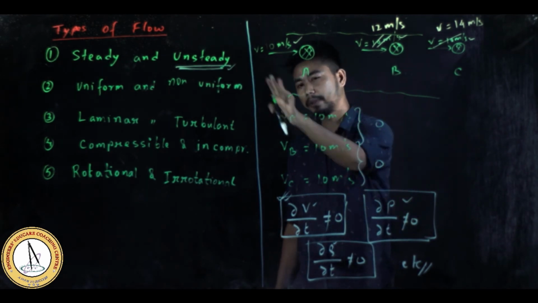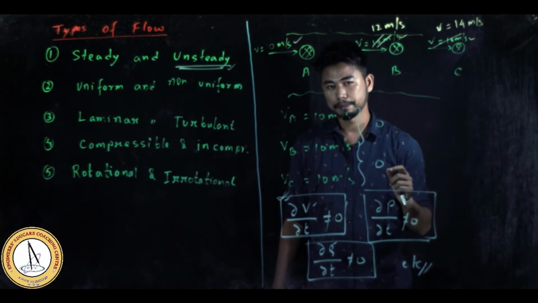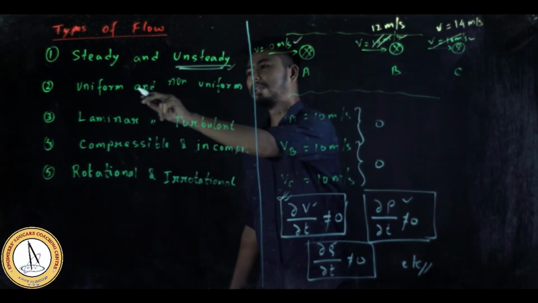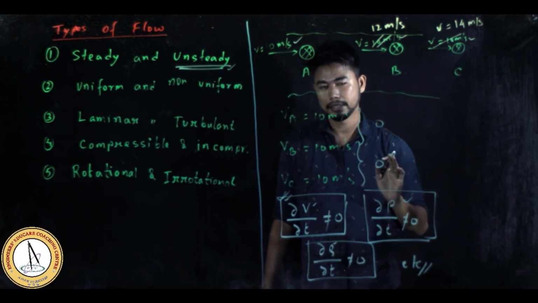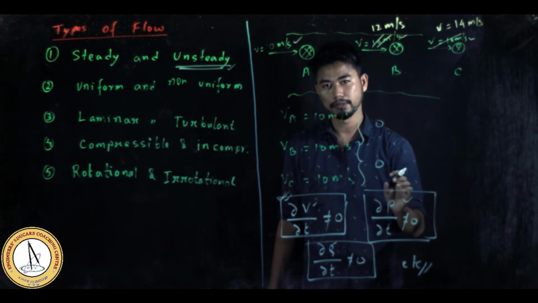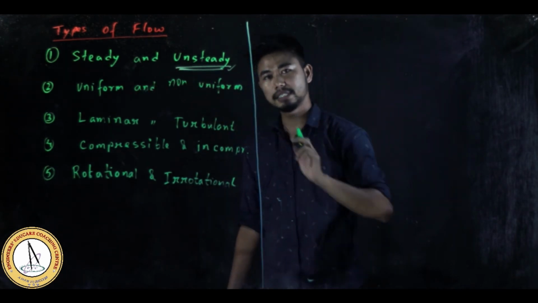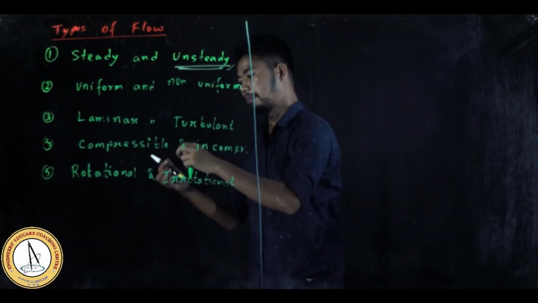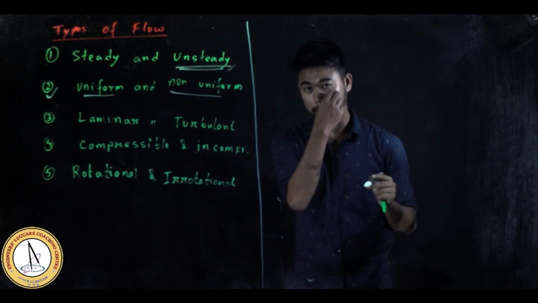Okay? So remember, I hope you have understood the concept of steady and unsteady. Now we will be moving to uniform and non-uniform. So I am going to erase this. You pause the video and write it down if we have not written it. Okay? So now we have discussed steady and unsteady flow. Now we will be discussing the second one, uniform flow and non-uniform flow.